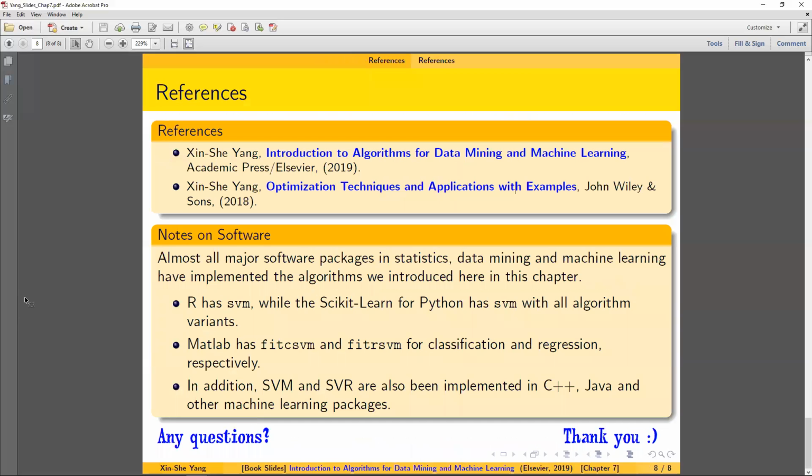Okay, that's in terms of support vector machines and support vector regression. And here are some references. R has a package called svm, and MATLAB has fitcsvm and fitrsvm. Python also has SVM with algorithm variants that we can explore. And SVM and SVR are also implemented in C++, Java, and other machine learning language packages.